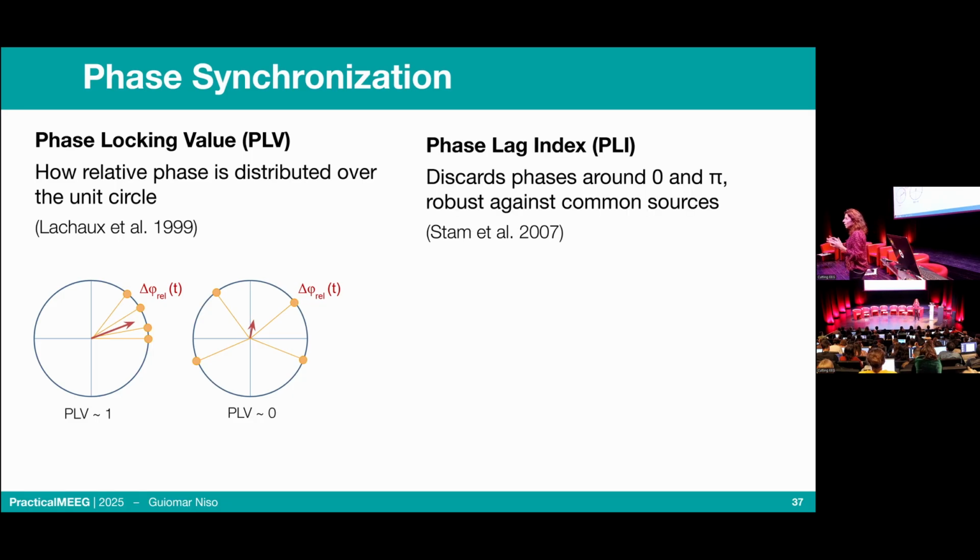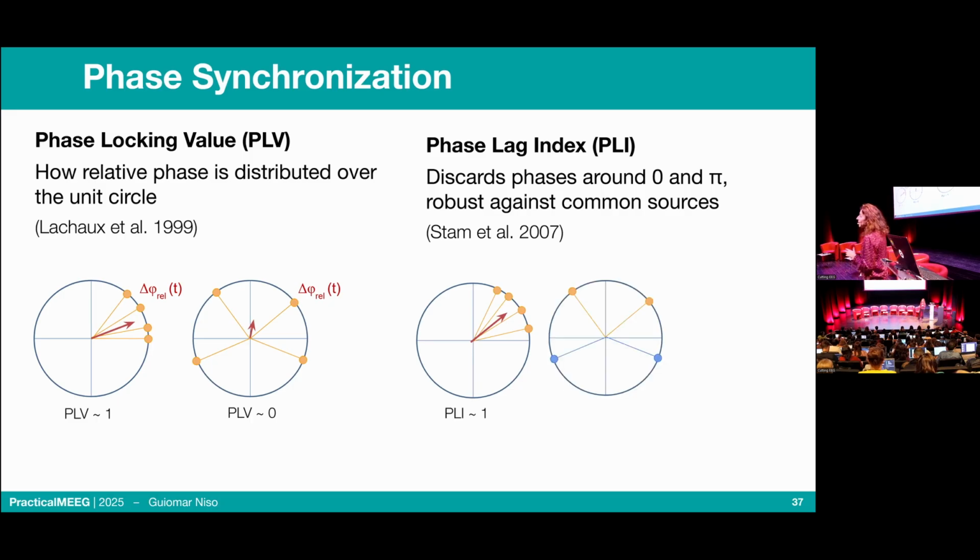In addition to the phase locking value, there's another metric, well, there are many, but another idea is the phase lag index, where we address a problem in MEG and EEG, which is volume conduction. Sometimes your phases are just constant or very close to 0 or to pi because the signals come from the same source. So in this case, the phase lag index sums not the values of the phases, but the sign. If you have positive values, they count 1, and if you have negative values, they count -1. So if you average, this would be 0.